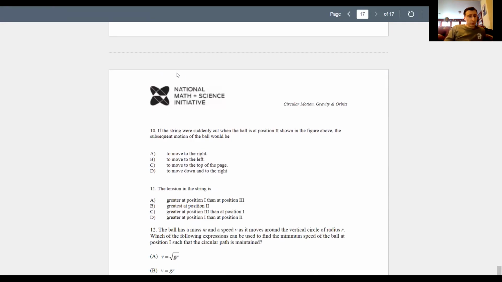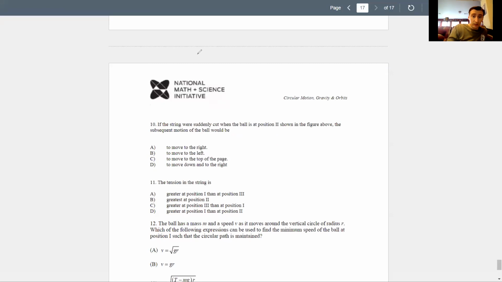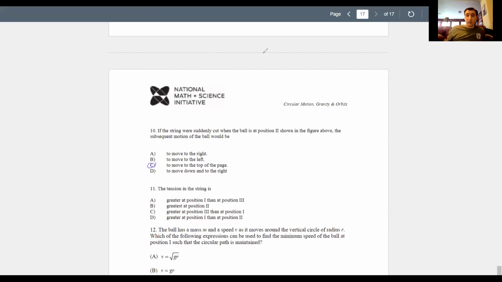It says move to the right, no, move to the top of the page, right? Because it's going to go up. So therefore, the answer there is going to be C. All right, so number 10 is C.